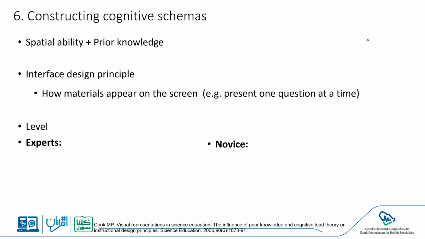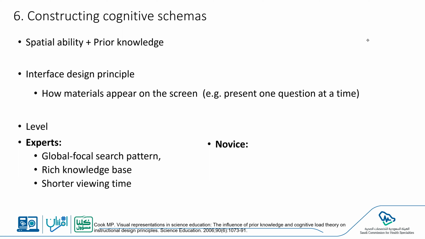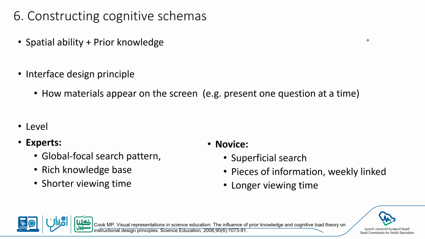And then you're going to think about the level when you're constructing your cognitive schema, or how you want your learners to construct a proper cognitive schema: are they experts or are they novices? Because if they're experts, usually when they see an image, they have a global focal search. So they see something general, and then they know exactly where to look for the lesions. That's because they have a rich knowledge base, and more expertise, so they need a shorter time to view something. So your interpretation of an image is not the same as a novice, because the novice has a superficial search.